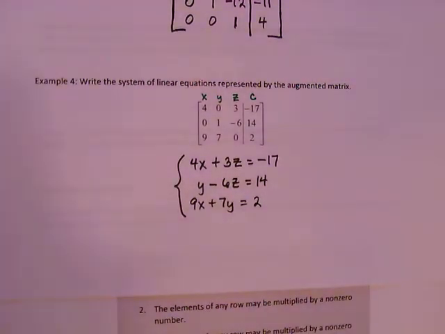So this is what the system of linear equations looks like from that augmented matrix. 4x plus 3z equals negative 17. y minus 6z equals 14. 9x plus 7y is equal to 2.